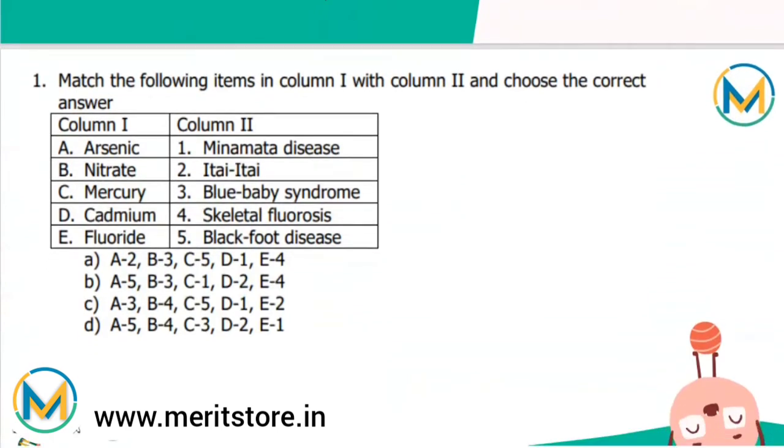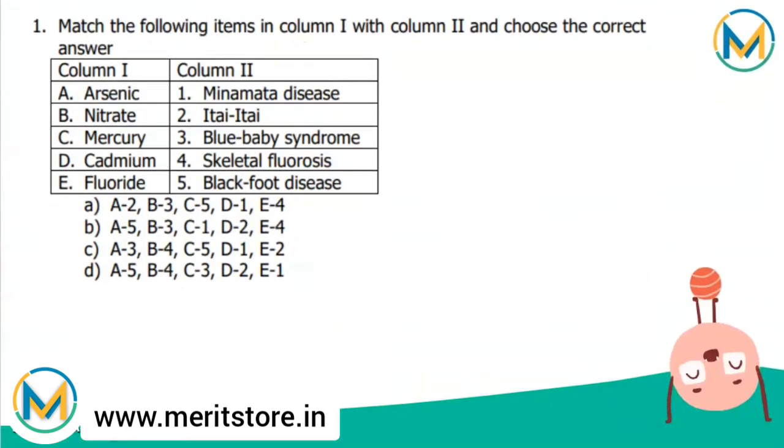First question, match the following items in column 1 with column 2 and choose the correct answer. Now first, with arsenic element, which disease among the given diseases is caused? So arsenicosis is referred as poisoning caused due to prolonged exposure to the metal like arsenic.